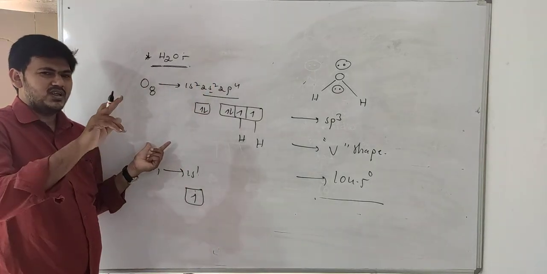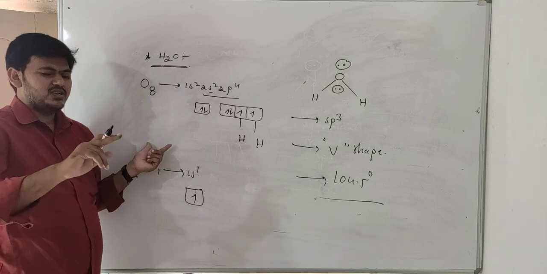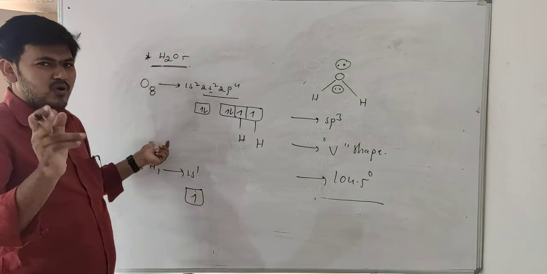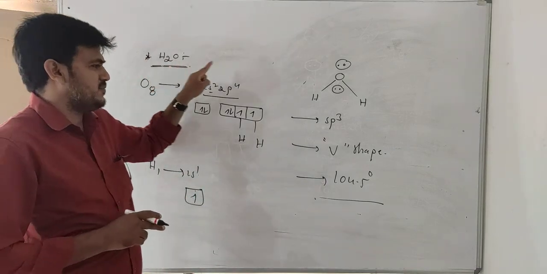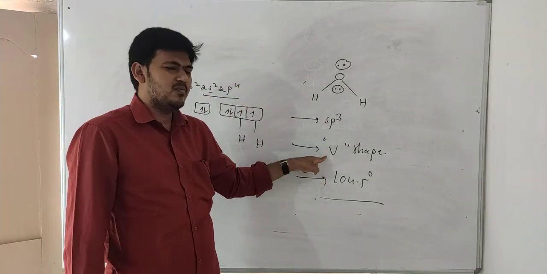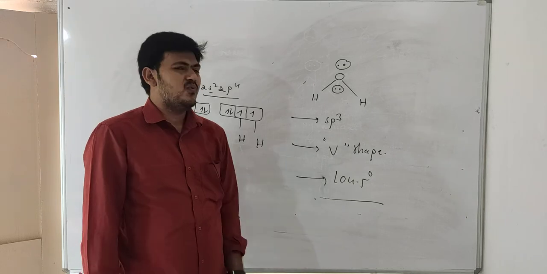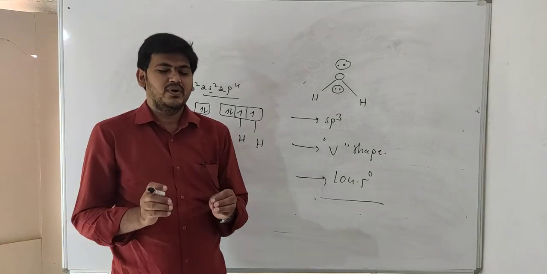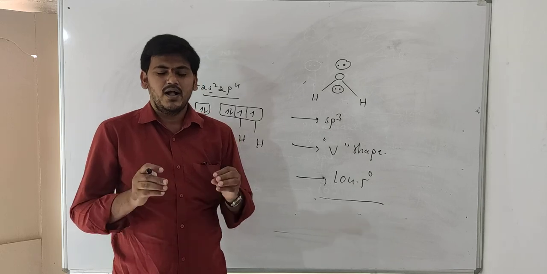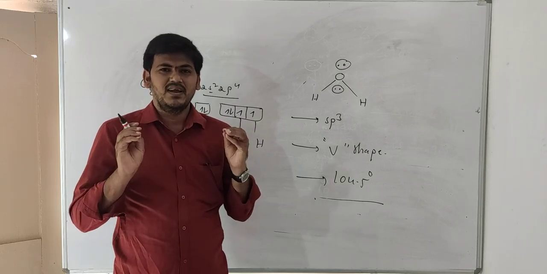So in ammonia, nitrogen undergoes sp3 hybridization, the shape of the molecule is pyramidal, and the bond angle is 107 degrees. In the water molecule, oxygen undergoes sp3 hybridization, the shape of the molecule is V shape, and the bond angle is 104.5 degrees. So this is the hybridization concept. Okay, so the hybridization concept is completed.